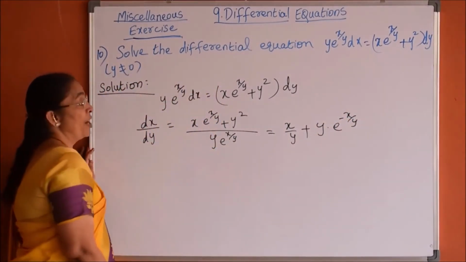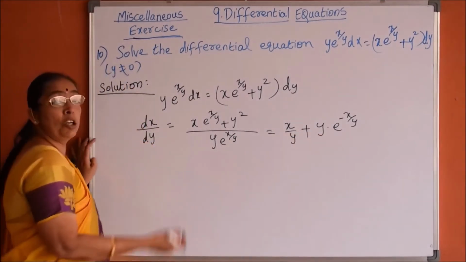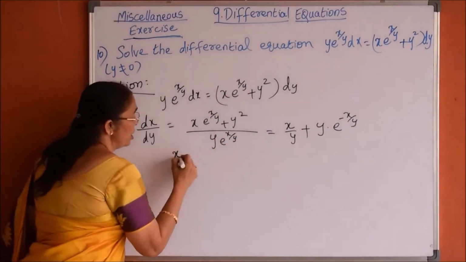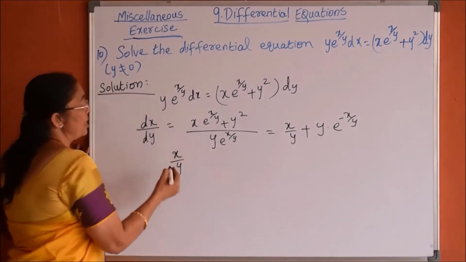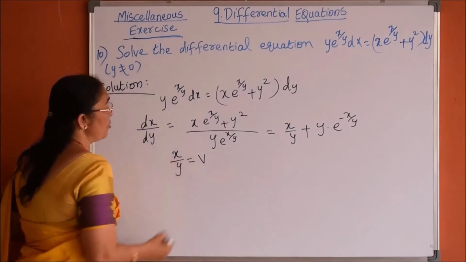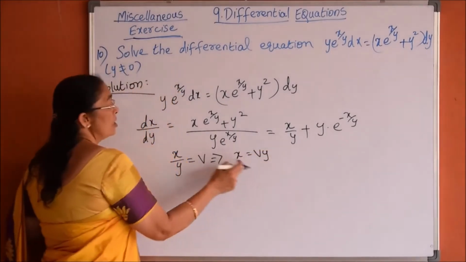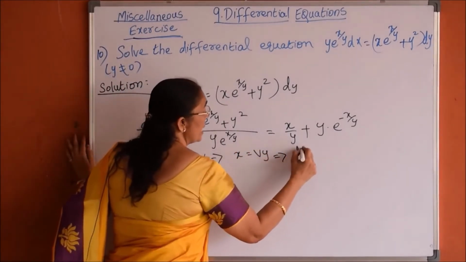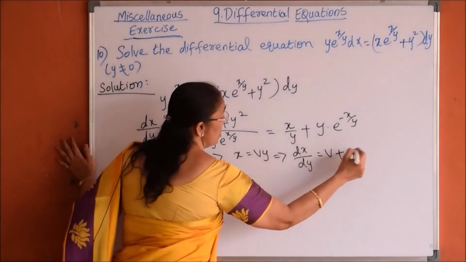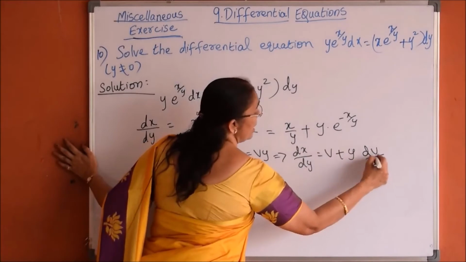So, it is actually not a function of x by y form, because of this y here. But even though it is not in homogeneous form, we will substitute and see whether we are able to solve this differential equation by substituting x by y is equal to v. So x is equal to vy. Differentiating both sides with respect to y, dx by dy is equal to v into the differentiation of y, which is 1, plus y into the differentiation of v, which is dv by dy.